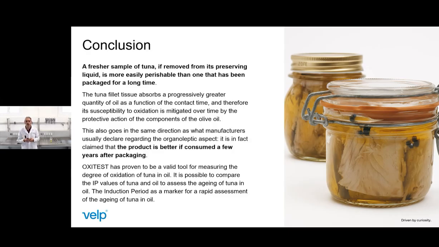Oxitest has proven to be a valid tool for measuring the degree of oxidation of tuna in oil, and all the data shown suggest that the induction period can be used as a marker to assess the aging status of tuna fillets in oil.